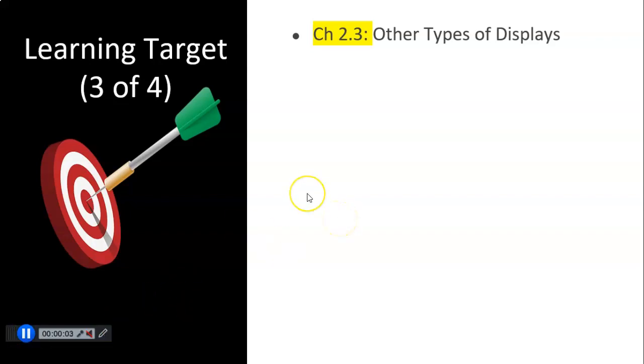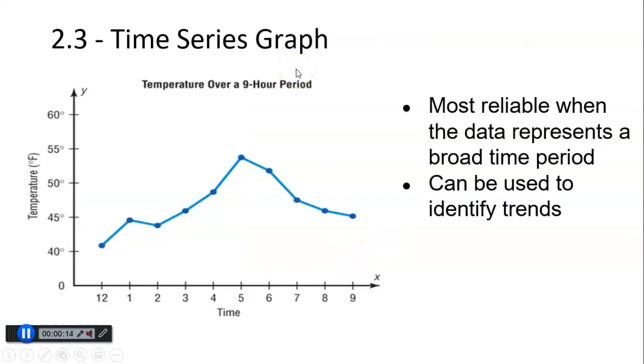In section 2.3, we look at other types of displays, and there's two other types of displays that we're going to discuss, and that is a time series graph. I'm going to show you how to construct that within your homework, because you're actually going to use the online interface to construct one. And mainly this is solely for the purpose of identifying trends.